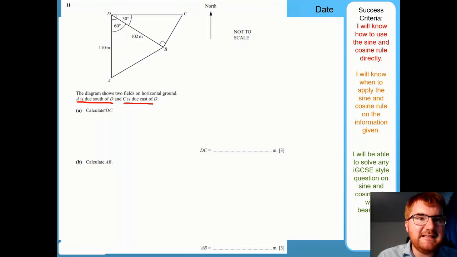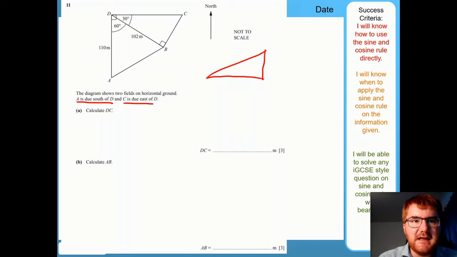So calculate DC. Notice here we've actually got a right angle triangle. What I tend to do here is draw this out separately. So imagine you're taking DCB and drawing this out as a separate triangle. I'm going to label this up. We have a right angle down the bottom here. This is 30 degrees. And we also have 102 meters.